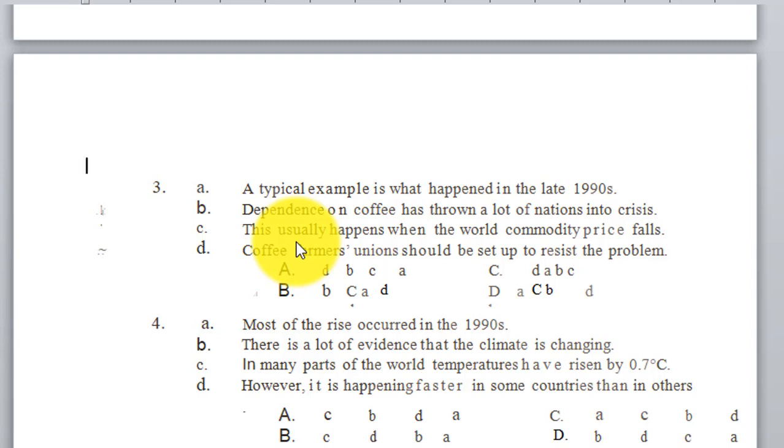Which sentence begins, or which sentence is the subject here? Look here. What does it talk about? Dependence on coffee means coffee has thrown a lot of nations into crisis. Yes. And coffee farmers: it talks about coffee farmers, the subject is clearly written here. It talks about coffee-producing farmers, so D, and the choice that begins with D is A.